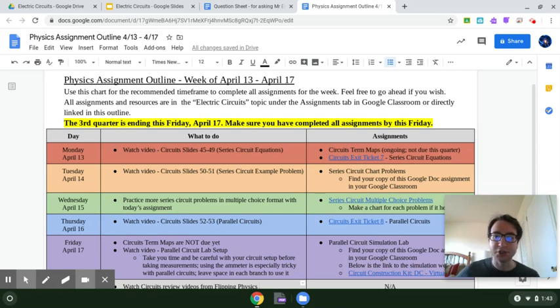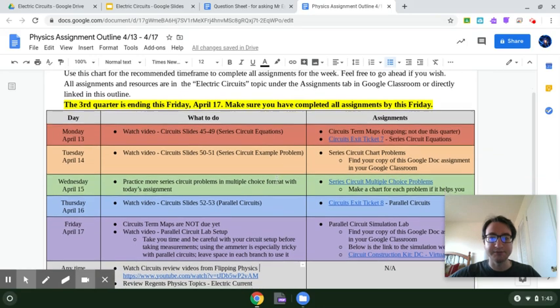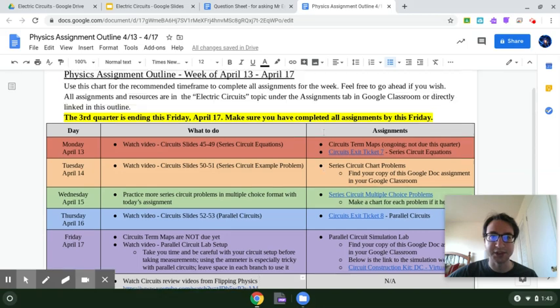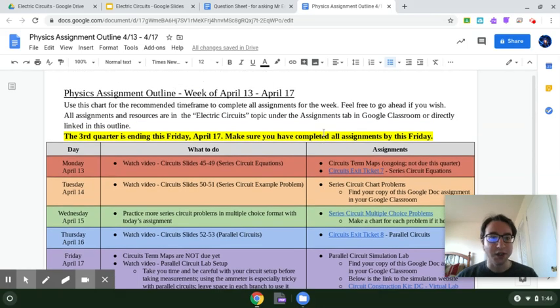I just want to show you the outline here. Hopefully you've opened this already. This is the last week of our third quarter, so if you're still working on older assignments, please finish them up. We've got just one assignment for every day this week. The term maps are not due this week. We'll continue circuits into our fourth quarter starting on the 20th.